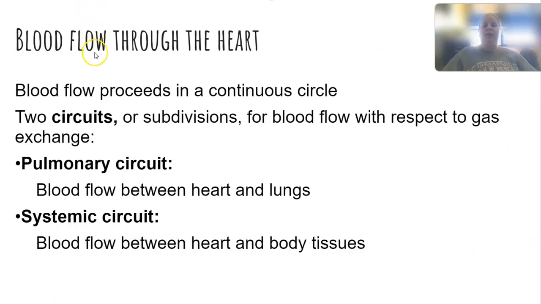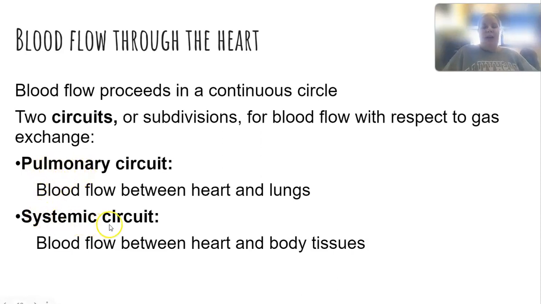All right, so your blood obviously flows through your heart or you wouldn't be here. It does proceed one way, but it does have two different circuits. We kind of touched on them in 11.1. So you have subdivisions for blood flow with respect to gas changes. Your pulmonary circuit is the blood that flows between your heart and your lungs. Pulmonary is the scientific word for lungs. To remember that, pulmonary has an O and it connects to oxygen. Or you can come up with another way that works for you.